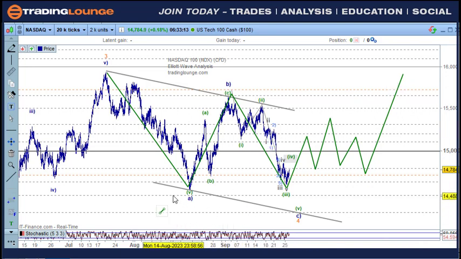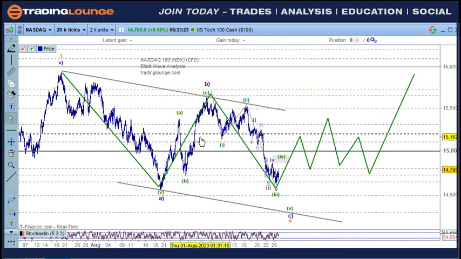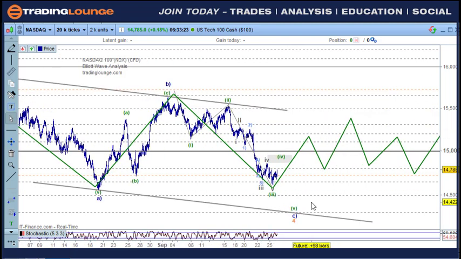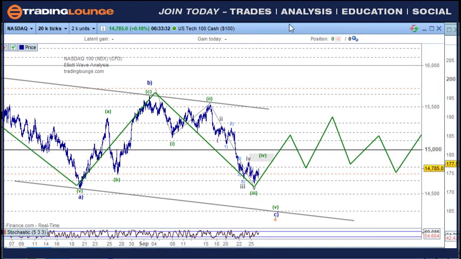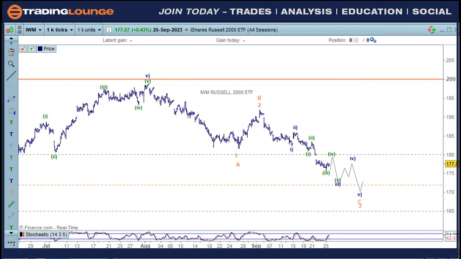So we're basically in a triangle pattern. That's possible, I guess. That's the thing about wave fours. Anyway, we're not trading this, so we're just going to chill. But that's just interesting, another point that can be viewed. I don't think that's the case, but it doesn't hurt just to talk about it a little bit.